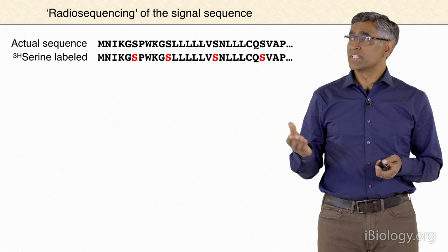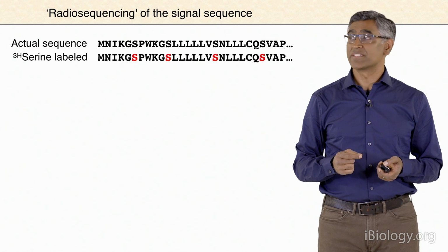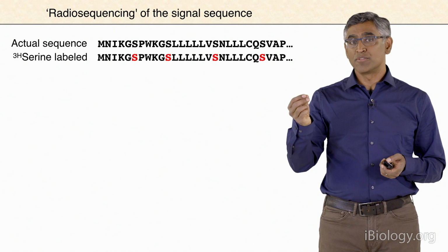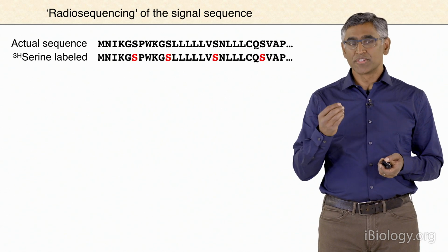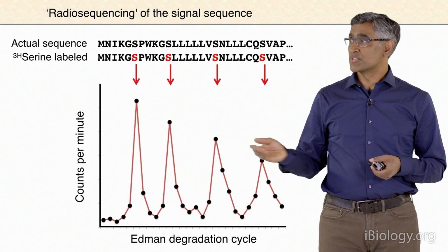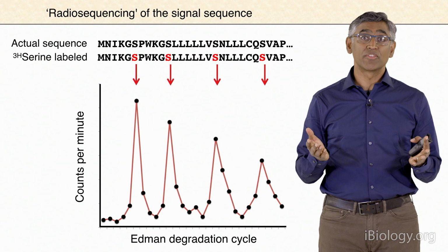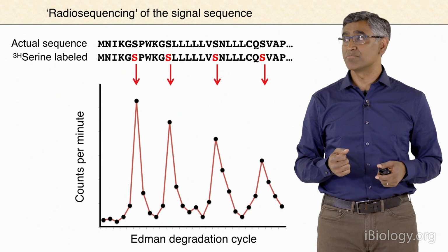Well, it turns out that you can take a protein and sequentially remove amino acids from the N-terminus. And you can see if that amino acid that you've removed is radioactive or not. And you can do this by counting the number of radioactive counts in that sample. So suppose you do that, and this is a process called Edman degradation because you degrade the protein, but one amino acid at a time.